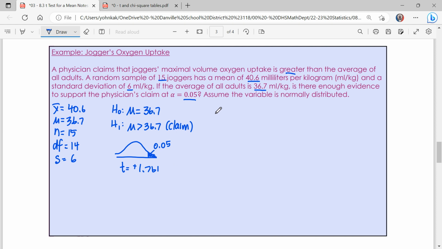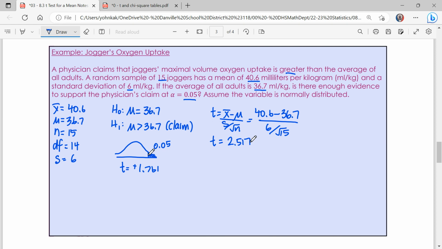Okay, let's calculate our test statistic. T equals X bar minus mu over s over root n. So we have 40.6 minus 36.7 over 6 over root 15. Type this into our calculator, round to 3 decimals, we get 2.517.